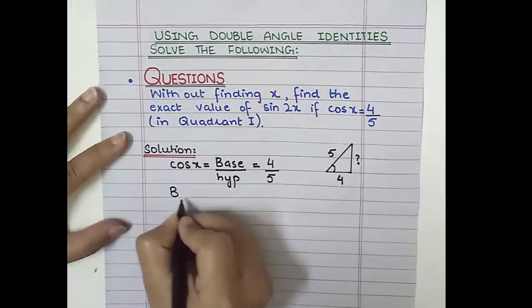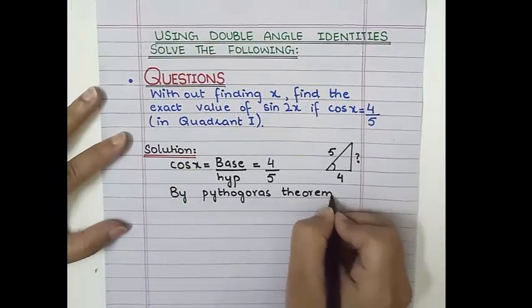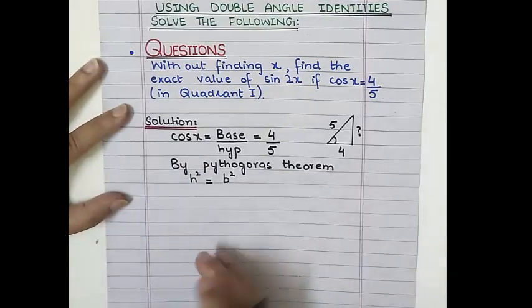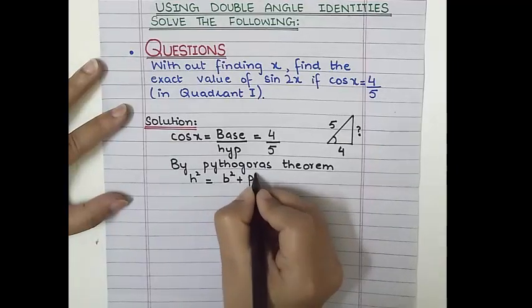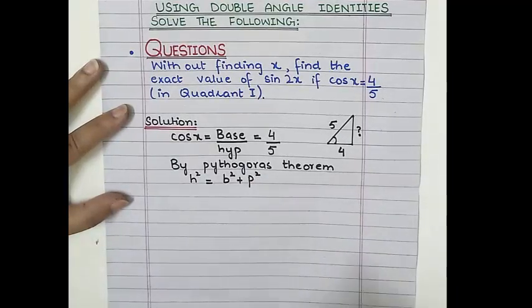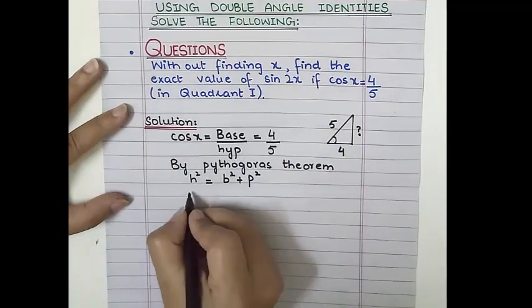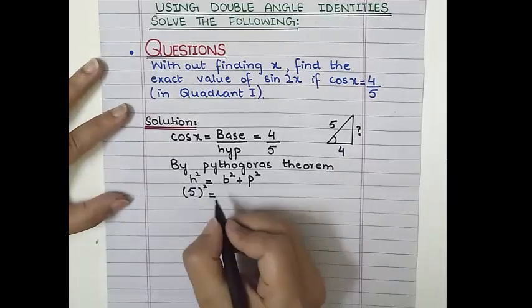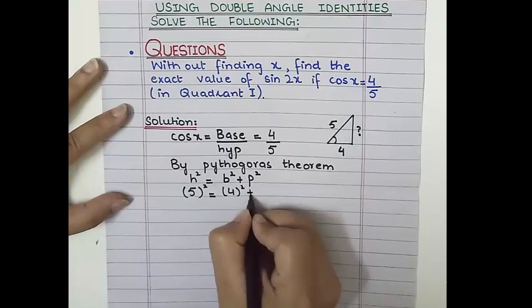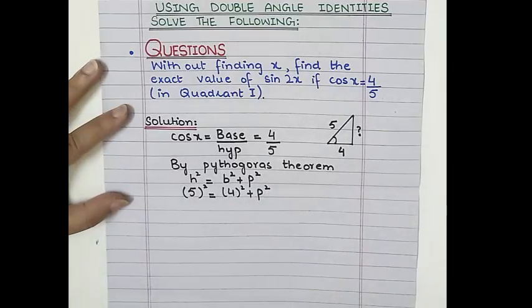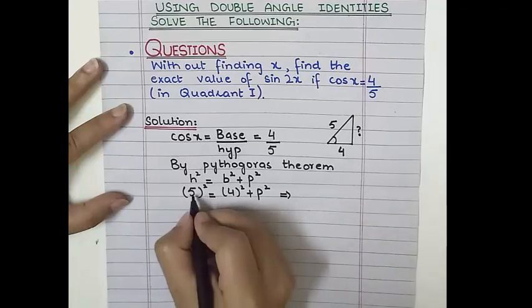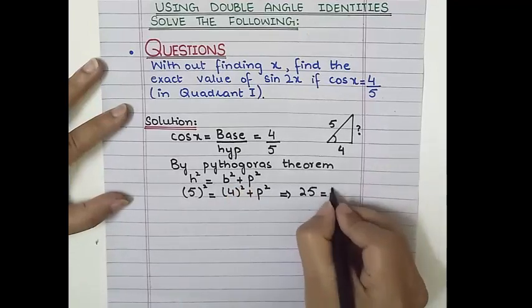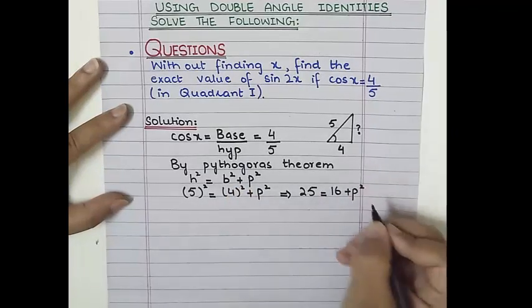By Pythagoras theorem, hypotenuse square is equal to base square plus perpendicular square. So the hypotenuse we have is equal to 5. So writing 5 whole square, which is equal to the value of base, 4 whole square, plus perpendicular square, which implies the square of 5 is 25, which is equal to the square of 4, 16, plus p square.